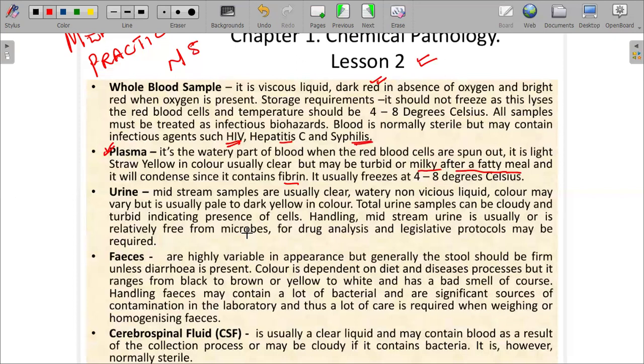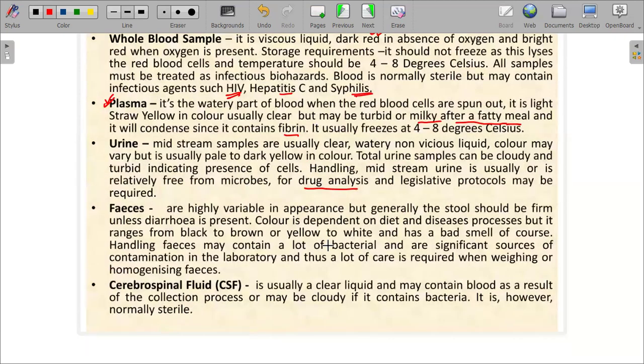So it does not contain any microbes, it is free from microbes, and it is quite suitable for drug analysis again. Feces are highly variable in appearance, but generally the stool should be firm unless diarrhea is present. A normal healthy person should have a solid stool, which shows that the person is healthy and there is no diarrhea.